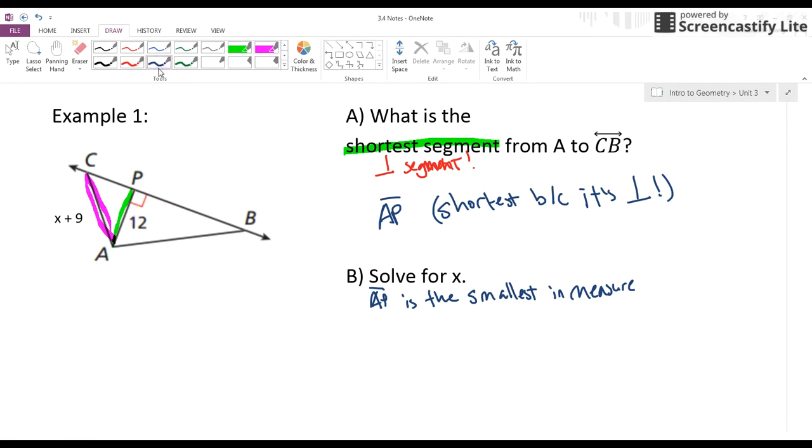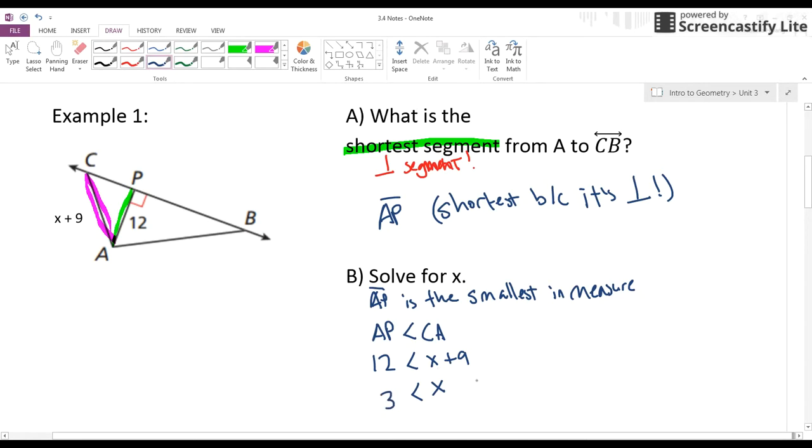So you can write an inequality. No matter what, AP is going to be the smallest, so it's going to be less than x plus 9. Or sorry, let's use notation here. It's going to be less than CA, that measurement, and then substitute: 12 is going to be less than x plus 9. Then use your algebra, subtract 9 from both sides, and we are going to see that x is greater than 3.